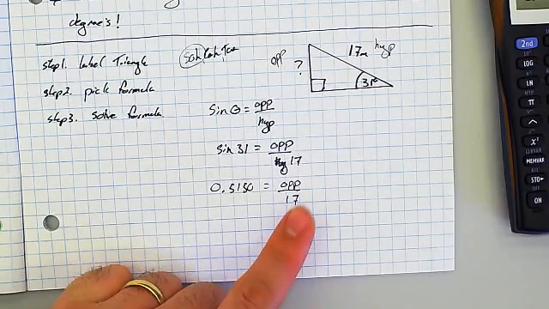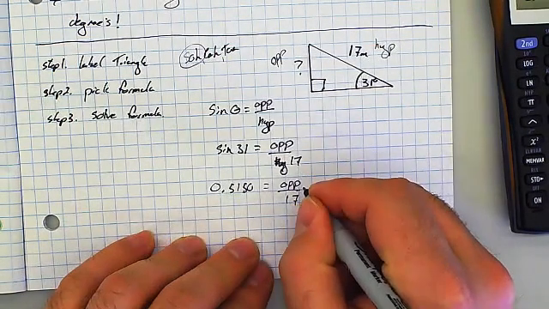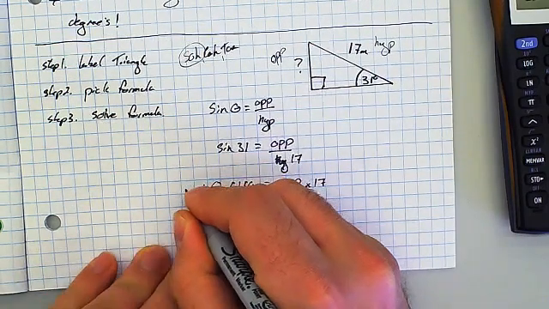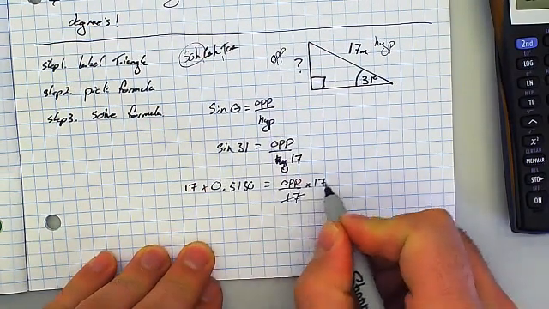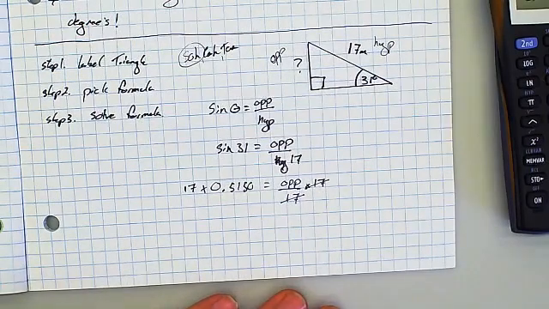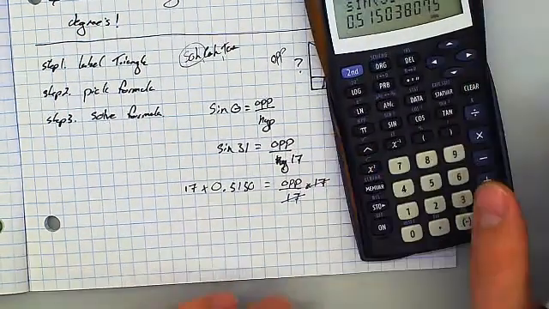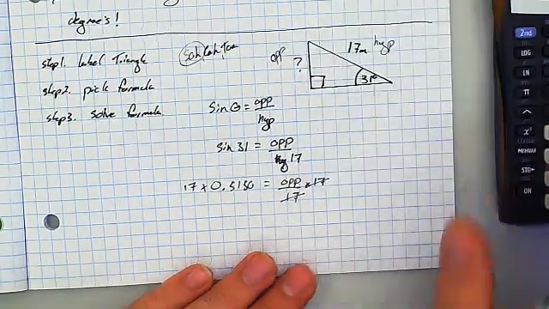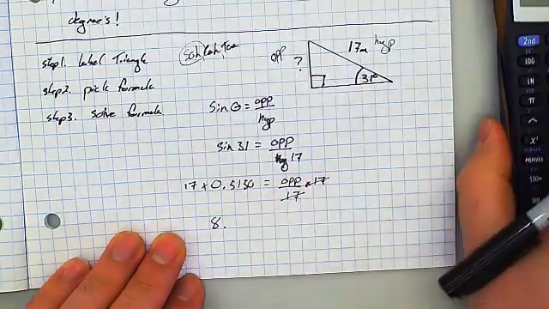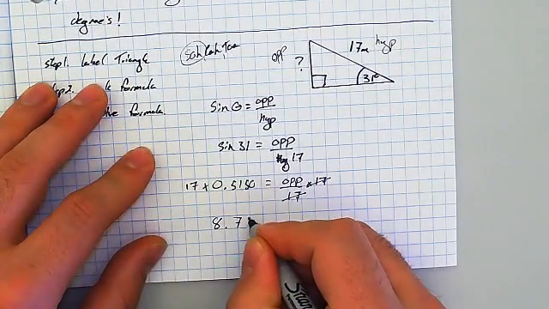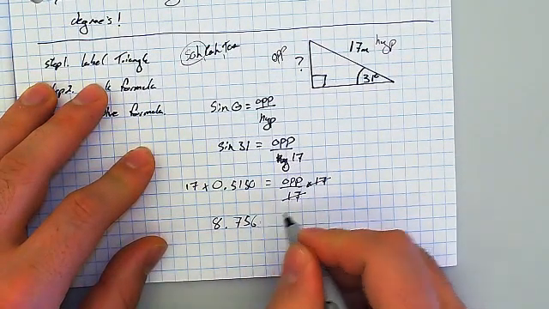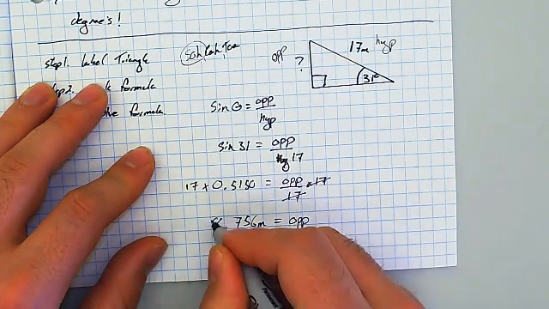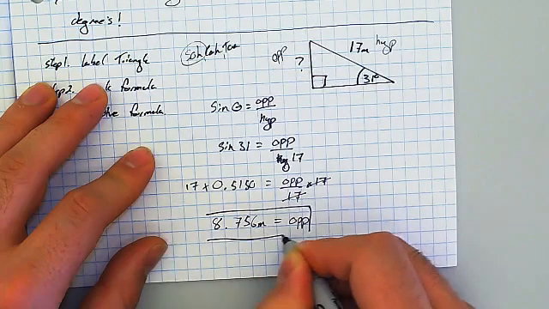We're trying to get the opposite by itself, so using algebra, we're going to take the 17 and get it to the other side. I do that by the opposite operation of division, which is times both sides by 17, because that will make this cancel out. 17 times 0.5150 gives us an opposite side of 8.75. And if we're dealing with meters, it would now be in meters, is our opposite side length.